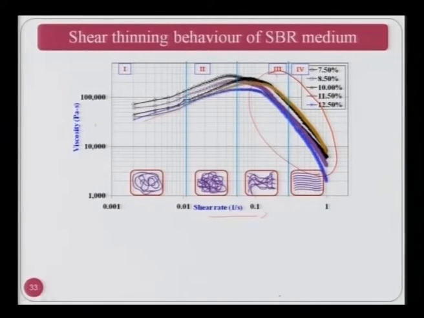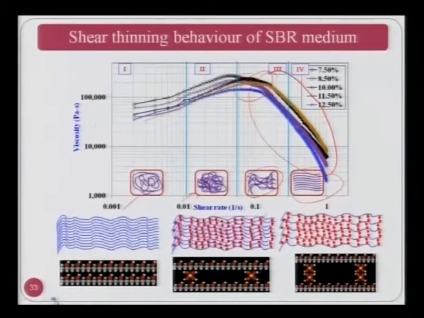Now, really what is happening in the polymer is shown over here. You can see the polymer chains are entangled, and once the shear rate further increases, they start breaking and shear thinning takes place. So these figures are also interesting and important to explain the shear thinning behavior. This is the further one, which shows the various behavior of the SVR medium at different shear rates.